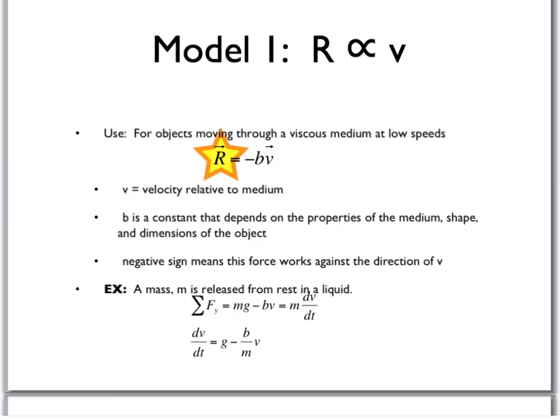So let's look at Model 1 in this screencast, where the resistive force is proportional to velocity. The use for this model is for objects that are moving through a viscous medium at relatively low speeds. So we're talking about a thicker medium, like honey or maybe water, and things that are moving at relatively low speeds. If this is the case, we have the equation R equals negative bV, where V is the velocity relative to the medium, and b is a constant that depends on the properties of the medium, the shape of the object moving through it, and the dimensions of the object.